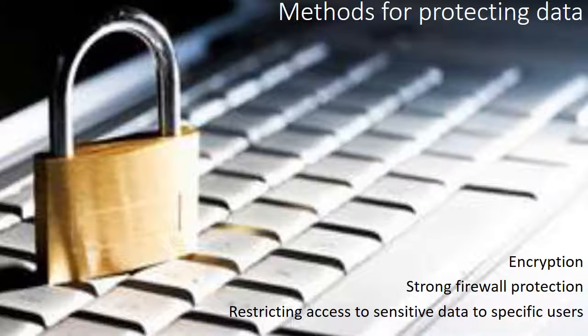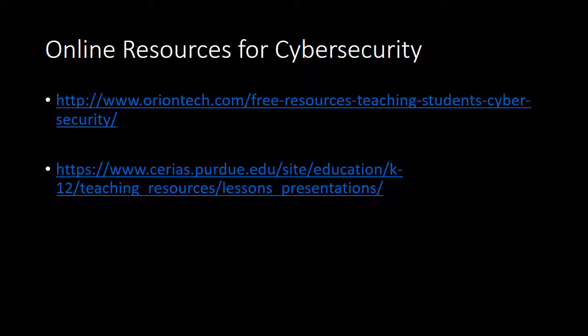There are different methods that people can use to protect data. One method is making sure to use encryption with their information. Also, having strong firewalls as protection, and restricting access to sensitive data to specific users. The people who do have access to critical information should have special training.